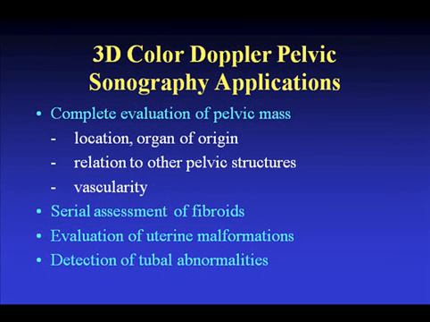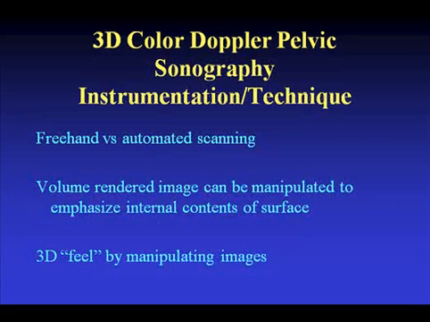Now I'd like to show you how 3D color Doppler can be applied. It allows us better determination of location, organ of origin, allows us to serially evaluate fibroids, uterine malformations, and tubal disorders. And this can be obtained by using a freehand, which is not used that much anymore, but with automated scanning, the volume that is rendered can be evaluated by looking in different scan planes.